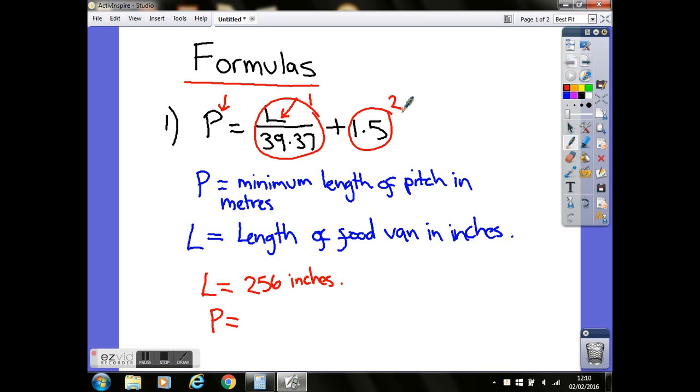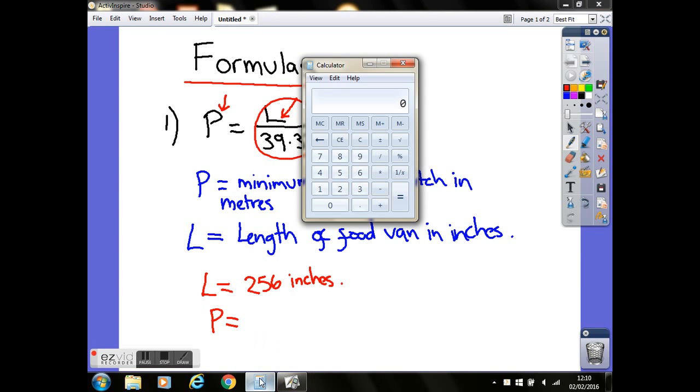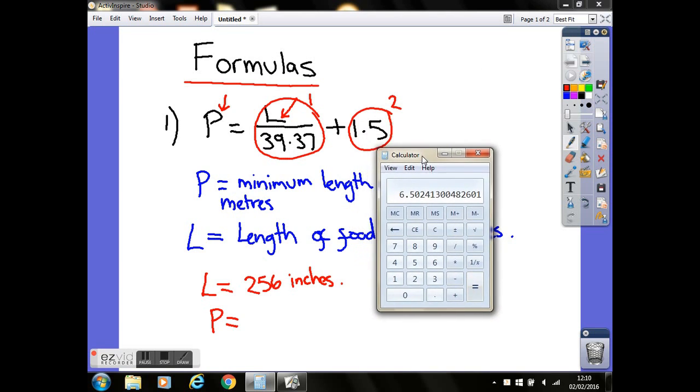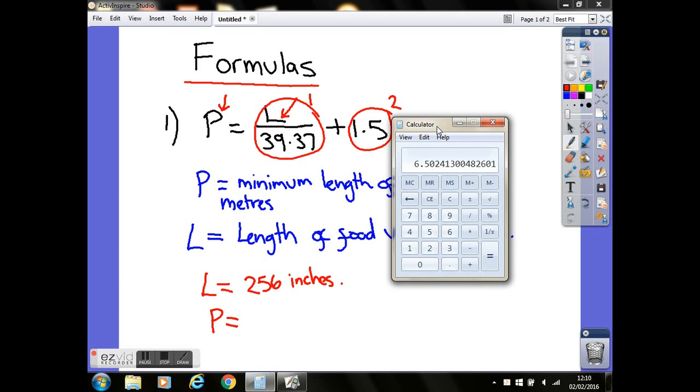So I'd do 256 divided by 39.37. See what that gives you. So we've got 6.5, etc. And then, as I say, the second part, you can add your 1.5.